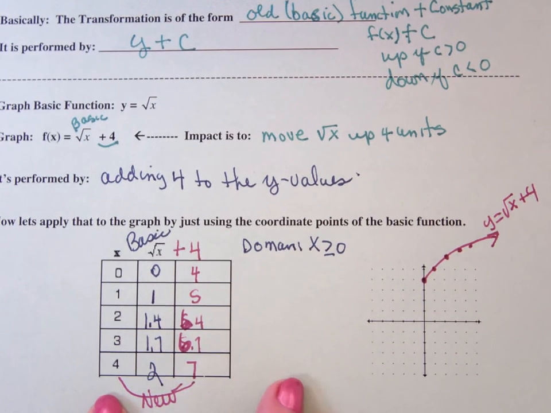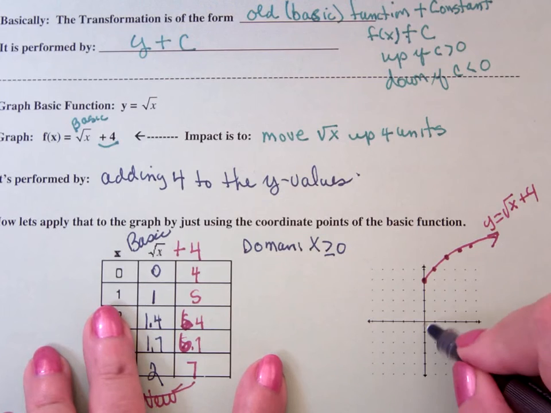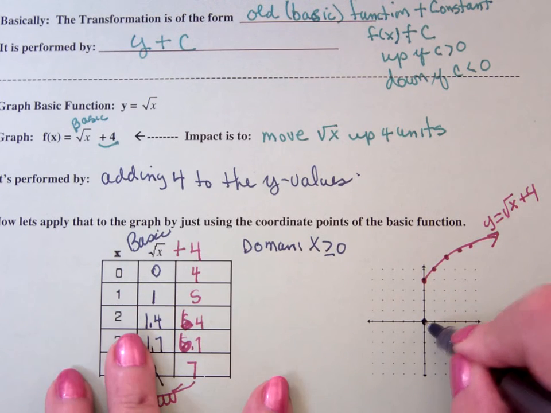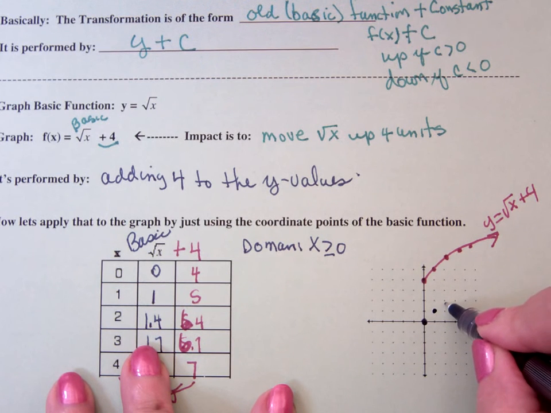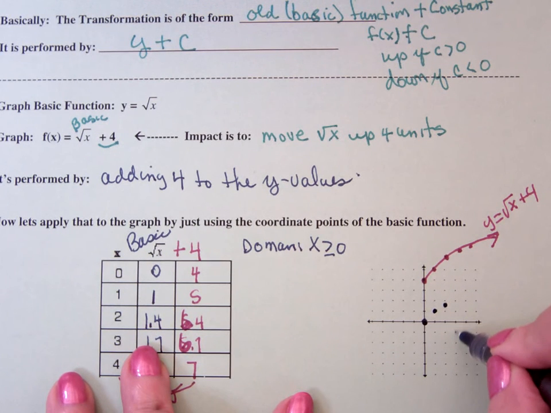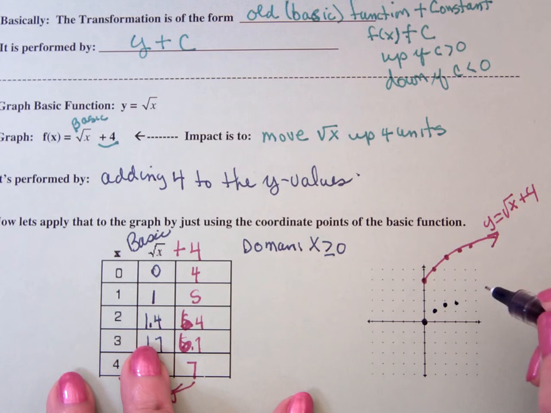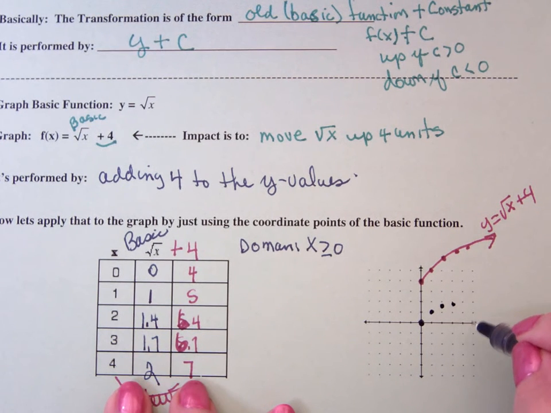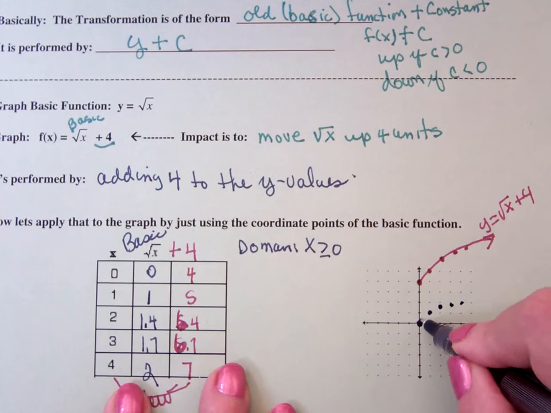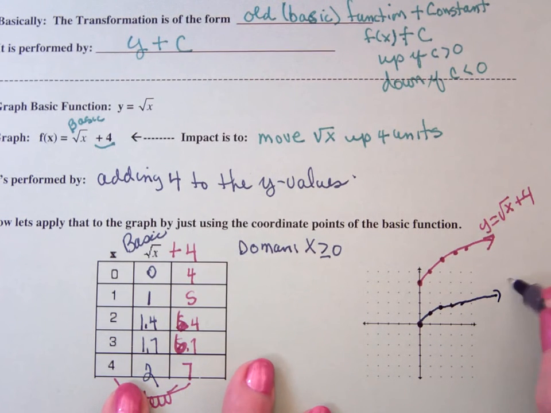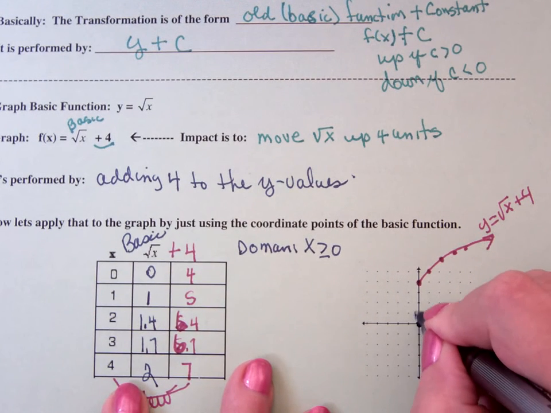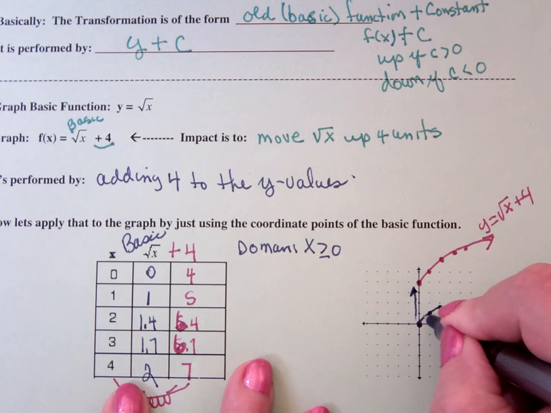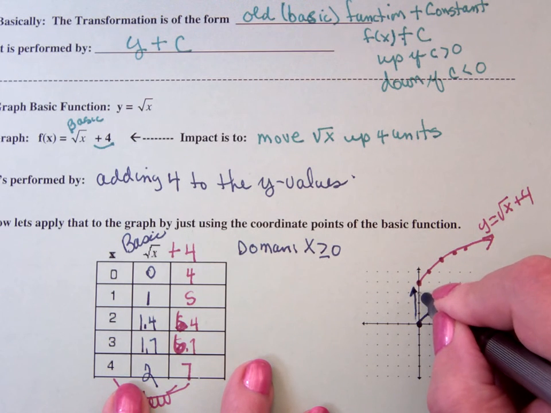Now if I want to look at that in reference to the basic graph: 0, 0; 1, 1; 2, about 1.5; about 1 3/4; and 4 is 2. There's your basic, and you notice that the graph has been moved up 1, 2, 3, 4 units.